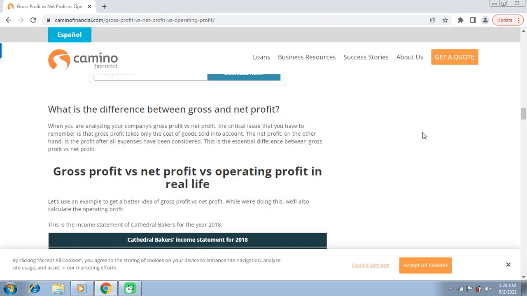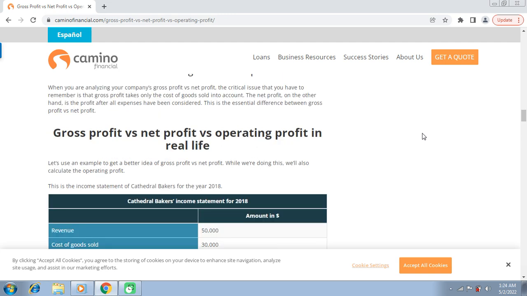What is the difference between gross and net profit? When you are analyzing your company's gross profit versus net profit, the critical issue that you have to remember is that gross profit takes only the cost of goods sold into account. The net profit, on the other hand, is the profit after all expenses have been considered. This is the essential difference between gross profit versus net profit.